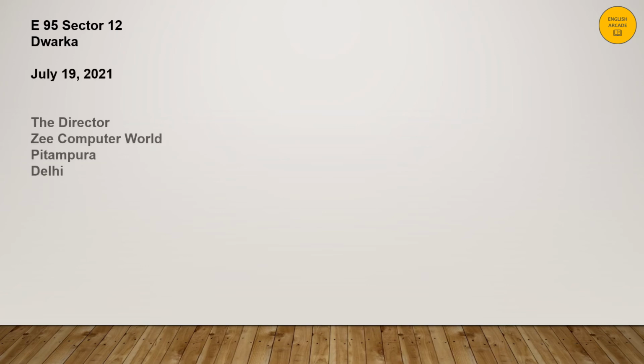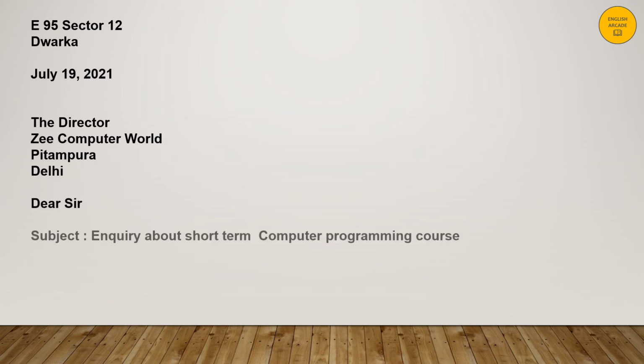We start by writing the sender's address as given in the question. Leave a line, write the date. Leave a line, write the receiver's designation followed by the receiver's address. Then comes the salutation followed by the subject. The subject in a letter of inquiry should begin with words like inquiry about or inquiry regarding. In this letter, inquiry about short-term computer programming course.